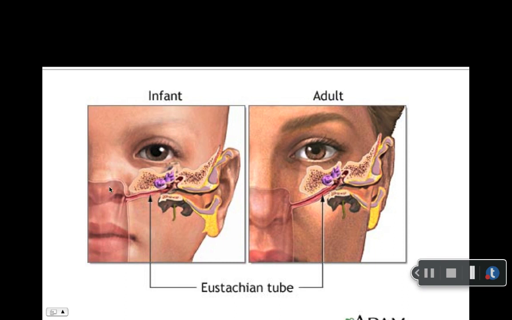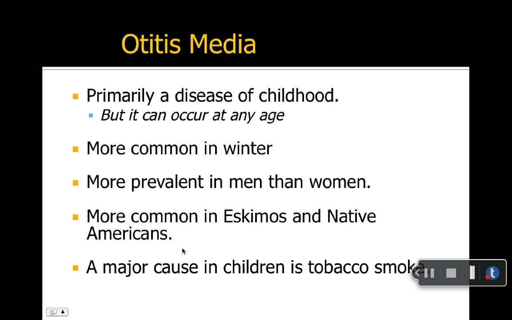So for a child, if they get a cold, it's much easier for that child to blow the cold or the infection from their nose up through the eustachian tube into the middle ear space. It's harder for an adult, unless you have a really, really bad cold, to blow the cold from your nose up into your middle ear space. So otitis media is an infection of the middle ear space. It pretty much originates in the nose as a cold or a sinus infection.